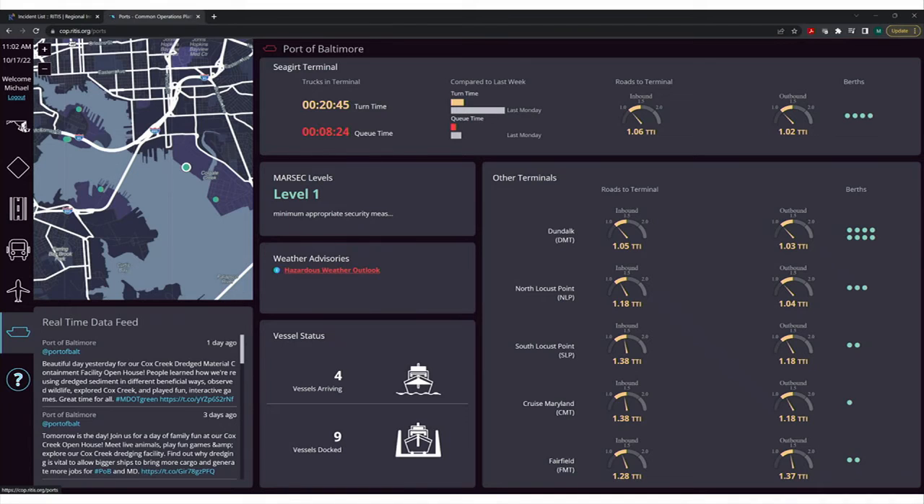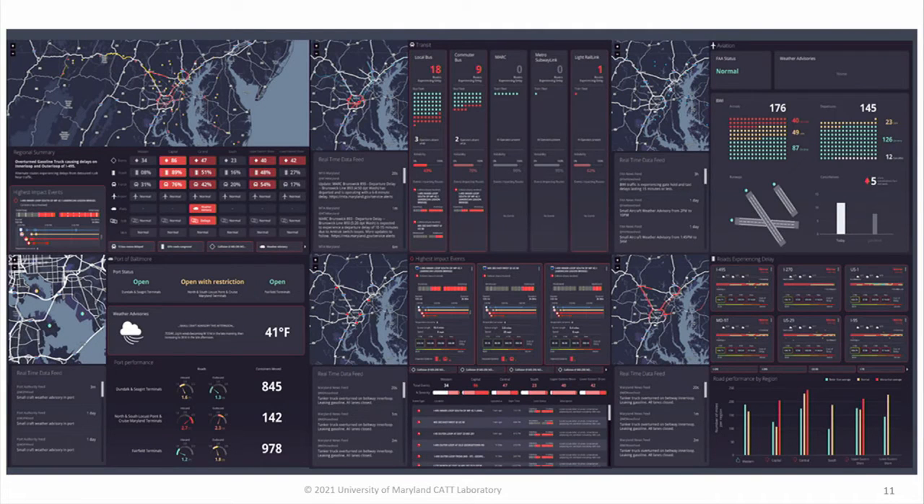And there's different security levels. And we tell you how many vessels are arriving, how many vessels are docked. And for each of the other terminals, we tell you how many berths are available and what the traffic is like going to and leaving each of those terminals. And all of that is done in real time, and we archive it.